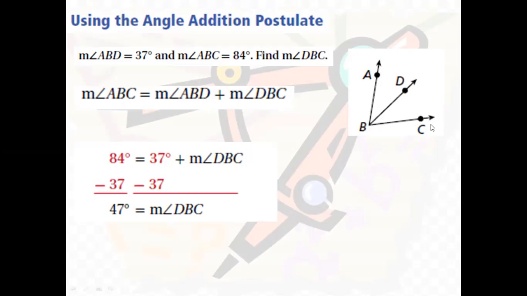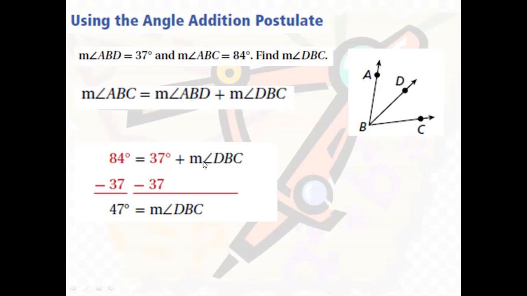Angle ABC, that is the big angle, is equal to angle ABD, that is one of the small angles, plus angle DBC. Okay, so what is the measure of angle ABC? They gave us angle ABC is 84 degrees. So 84 degrees equals angle ABD, which is 37 degrees.